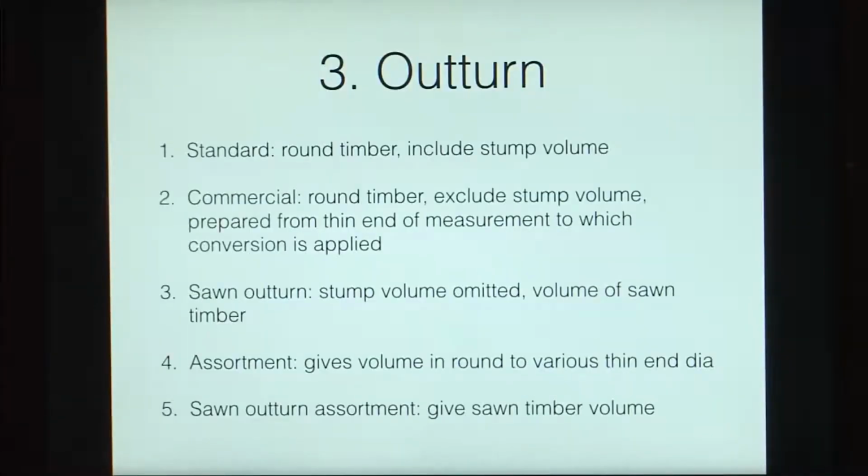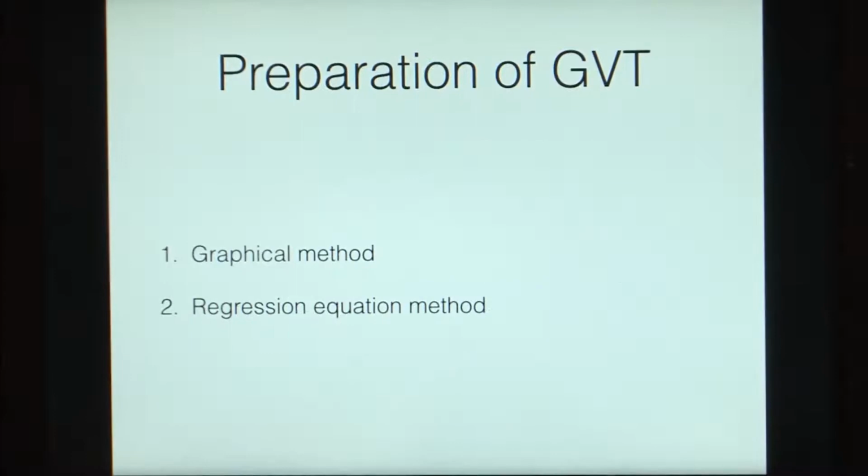So, that was another way of classification. Another classification, or the third classification, is on the basis of the outturn. Outturn tells you what you are trying to measure or what you are trying to get out of your volume table. Your outturn could be the standard round timber, the commercial round timber, the sawn outturn, assortment, or so on. That is what we already saw in the case of the book. So, how do we prepare these volume tables?